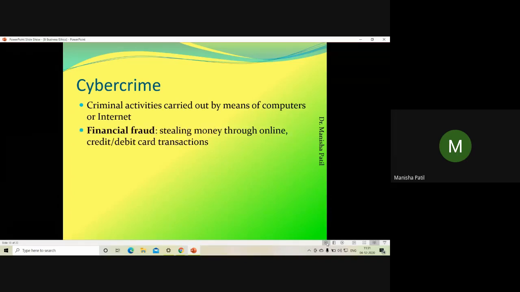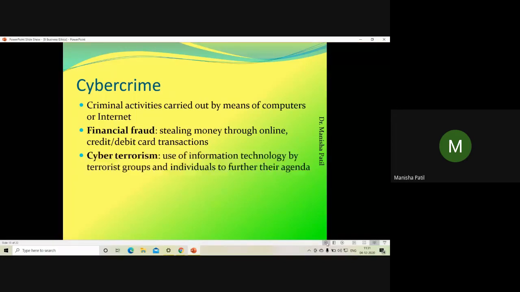Here, the first crime is financial fraud. It is stealing money through online credit or debit card transactions. Number 2, cyber terrorism. Use of information technology by terrorist groups and individuals to further their agenda.